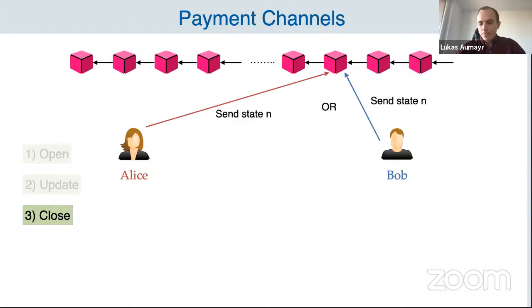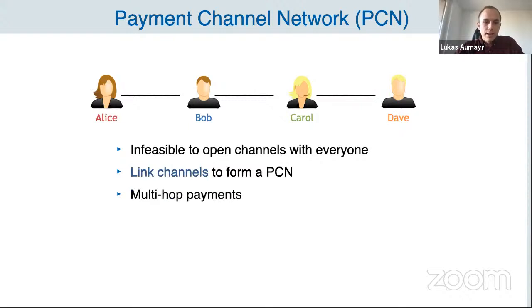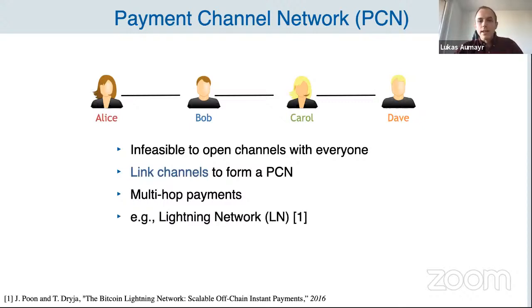captured on the blockchain. Of course, now maintaining a payment channel with every user you potentially want to interact with requires you to lock up a lot of funds, and this might not be feasible. So instead, it turns out we can take payment channels and link them together to form a payment channel network. And in such a payment channel network, any 2 users that are connected via a path of channels can perform a payment between one another. And then probably the most prominent example of a payment channel network is the Lightning Network.